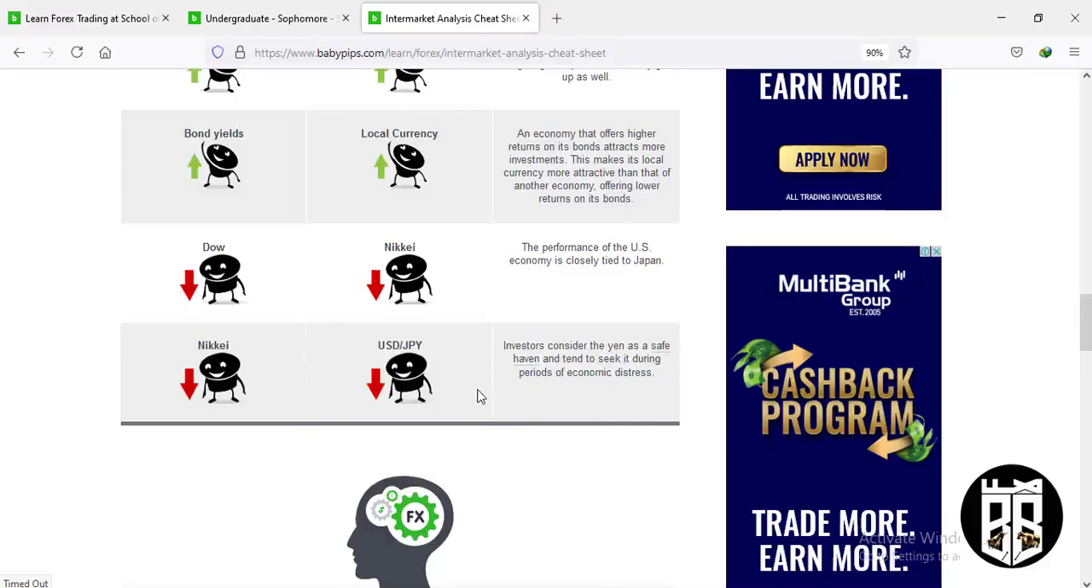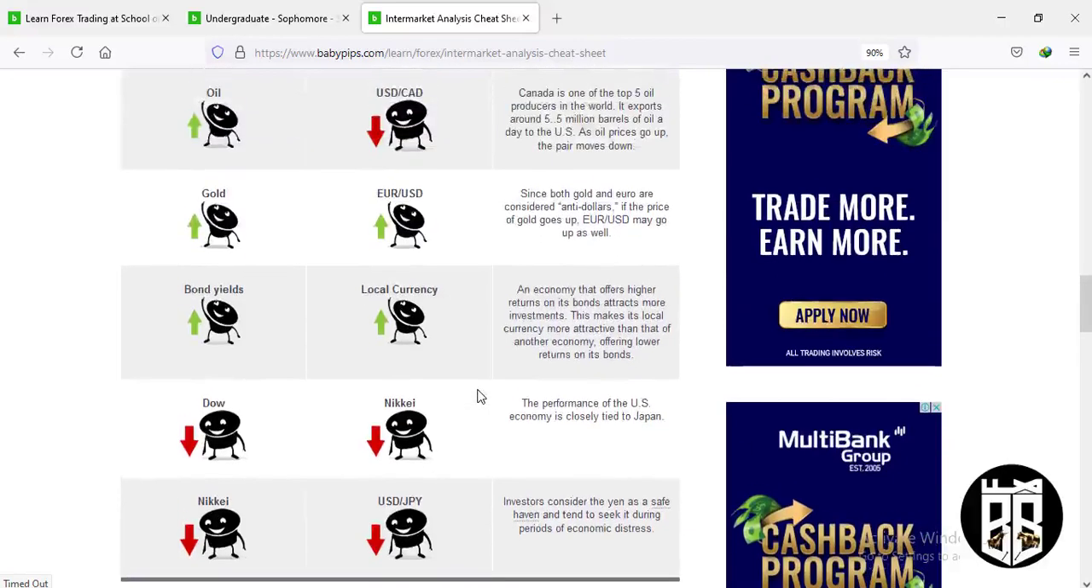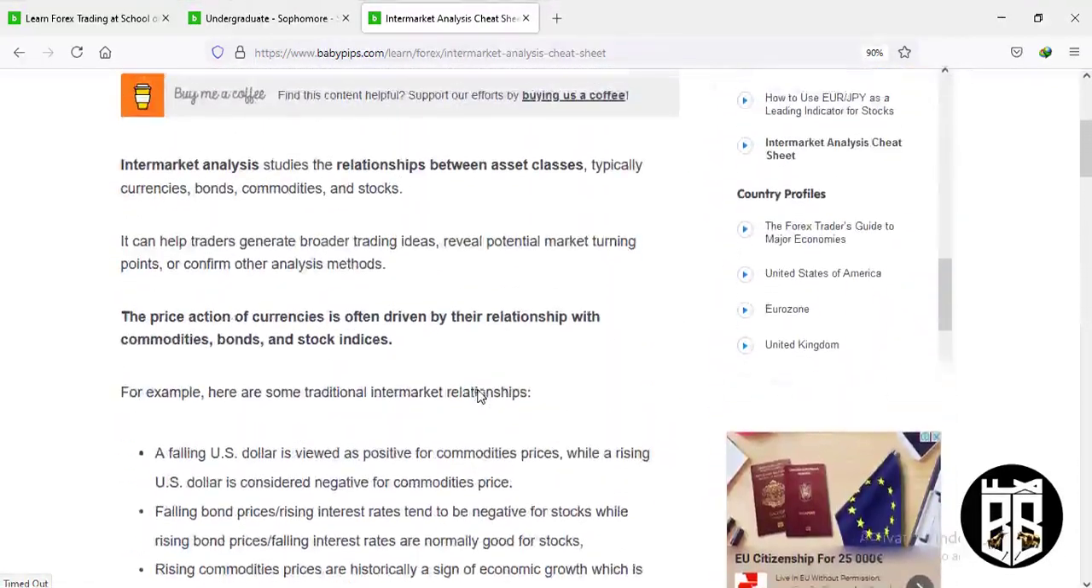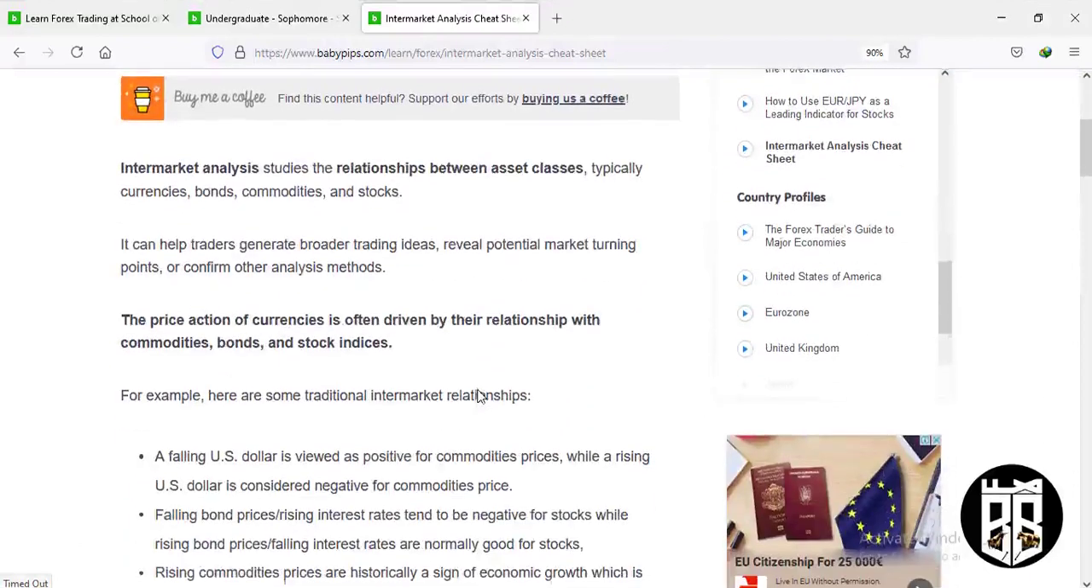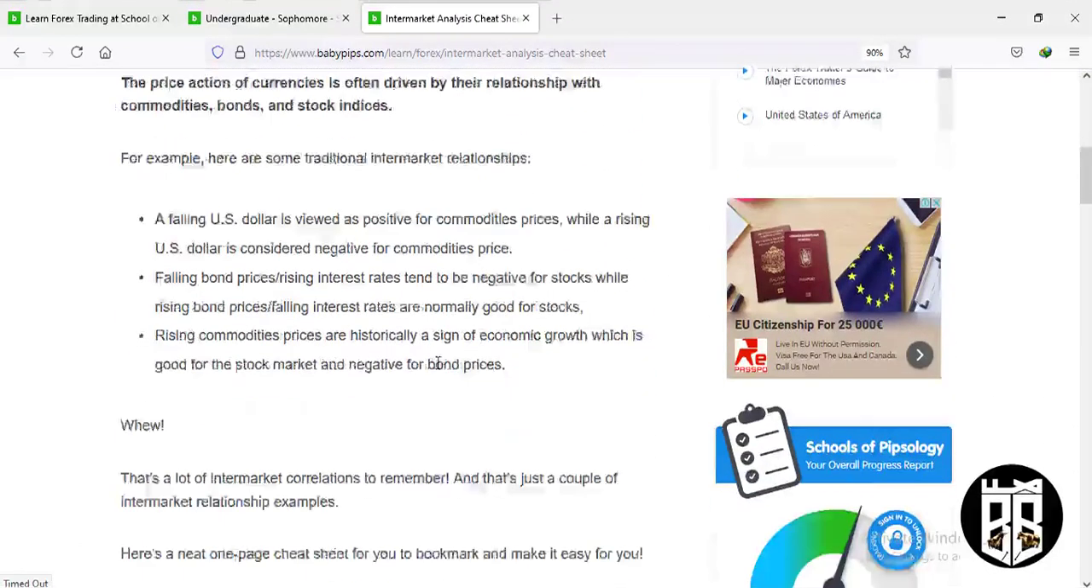So that is all we'll be taking for this section. This is the cheat sheet. If you would like, you can print this out, or you can write it out and paste it somewhere close to you and always refer to it. So we'll have one more lesson to go before we complete undergraduate sophomore.